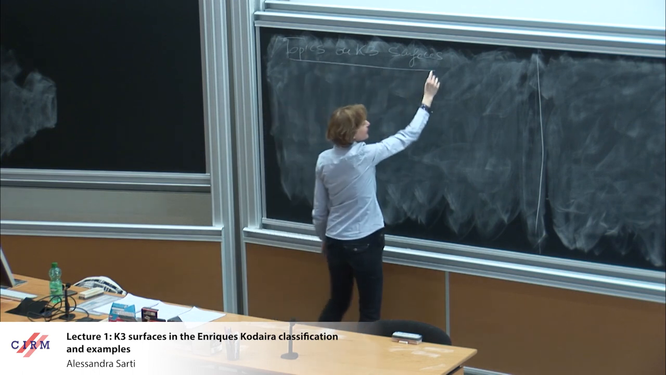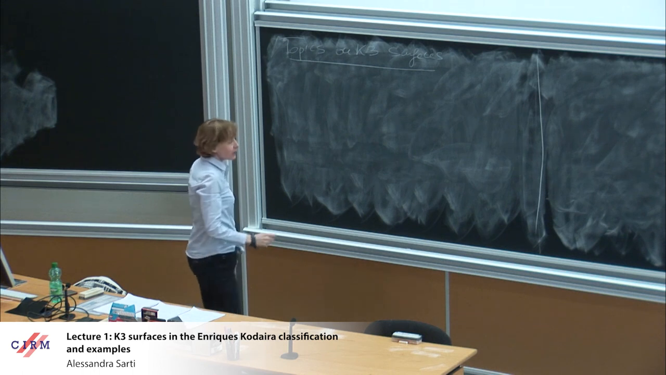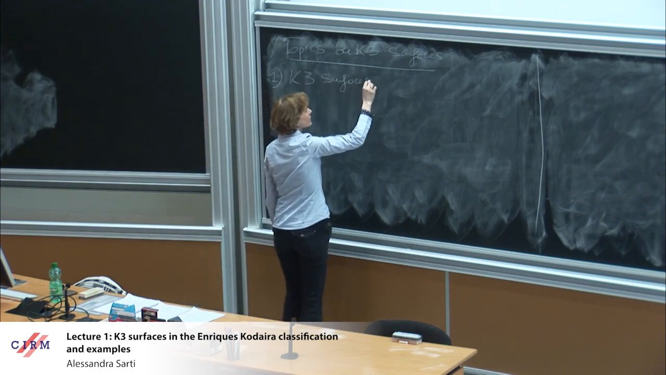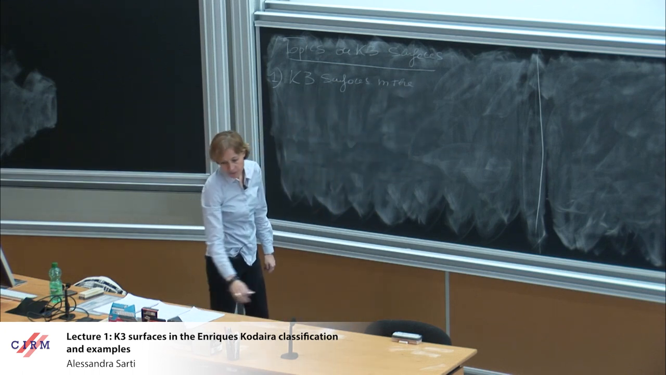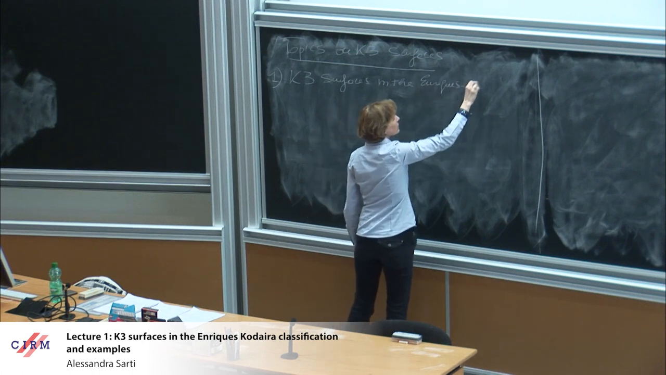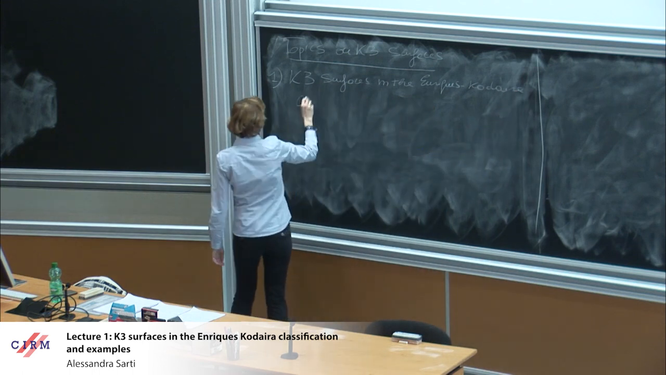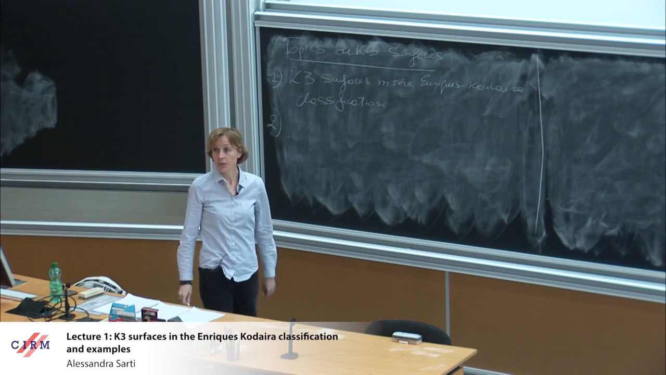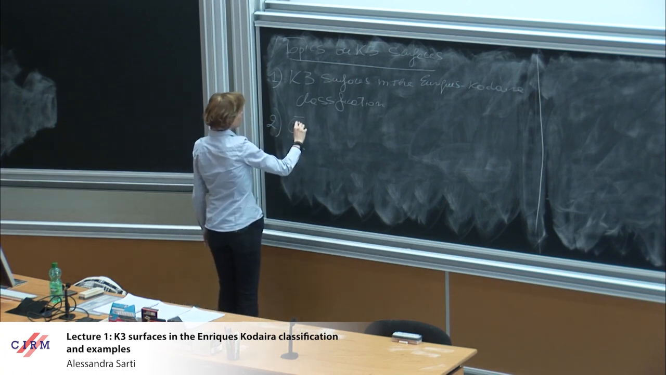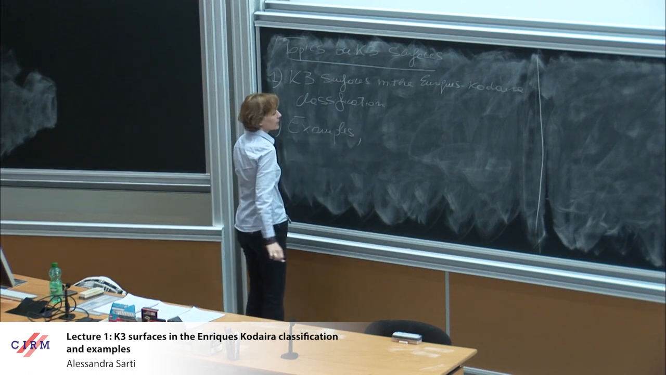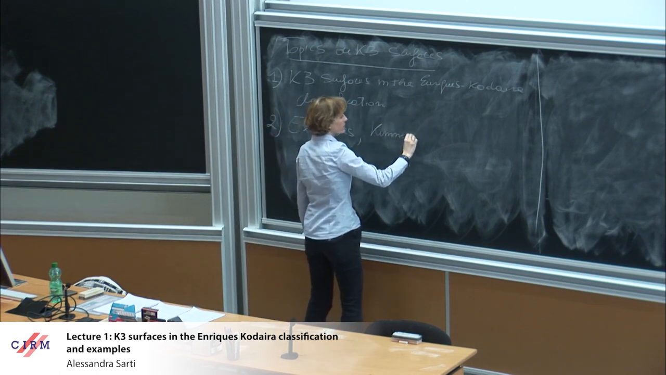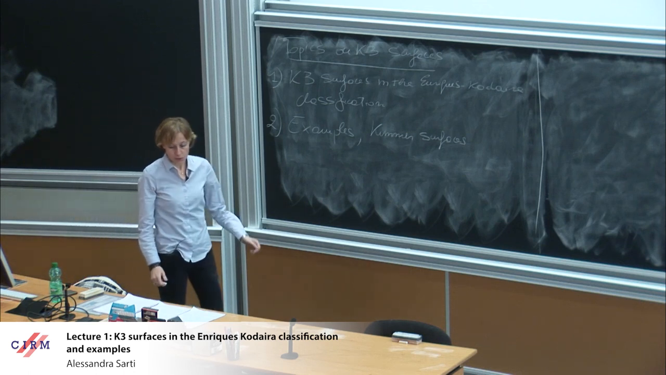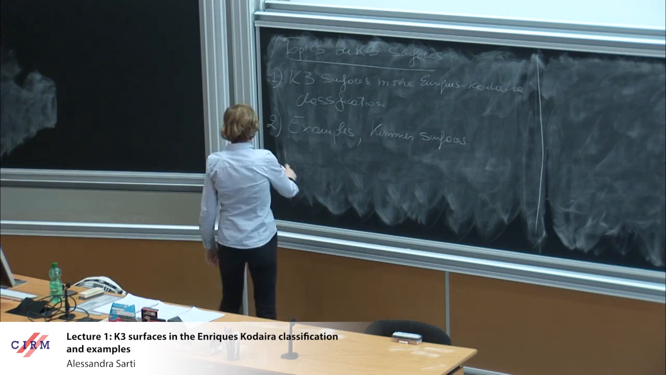And since it's a lecture, I will give you the content of the lecture. I will start today with a short introduction about the position of K3 surfaces in the Kodaira classification, the Enriques-Kodaira classification. Then I will give you several examples of K3 surfaces, in particular complete intersections and Kummer surfaces. It's a very nice example of K3 surfaces, very strictly related to abelian surfaces that you have seen this morning. I will talk then about the basic properties of K3 surfaces.